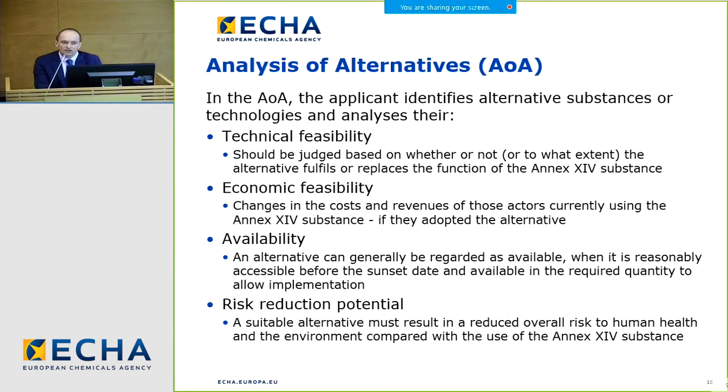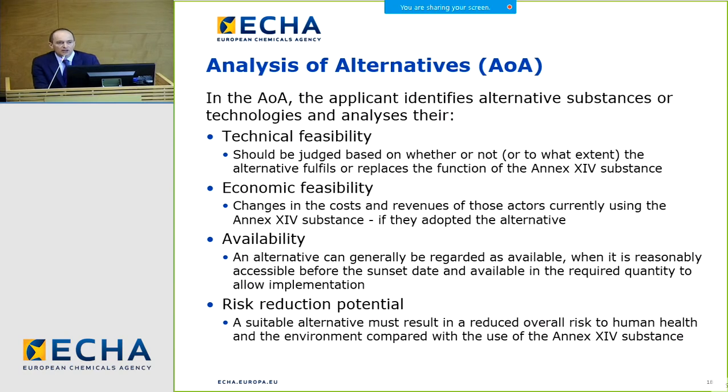These are the changes in the costs and revenues of those actors currently using the substance if they would adopt and implement an alternative. The availability, also you have to explain a bit whether the alternative could be regarded as available, whether it's accessible before the sunset date and available in the required quantity to allow full implementation. And you also have to assess in the AoA the risk reduction potential of the alternatives. So suitable alternatives must result also in a reduced overall risk to human health and the environment compared with the use of the Annex 14 substance.